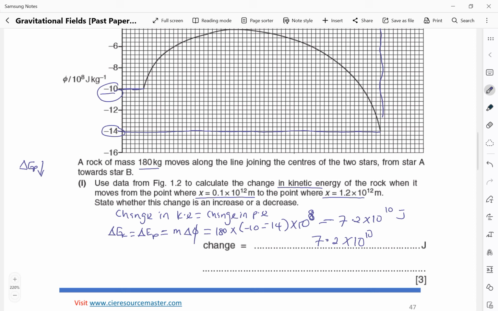That is the minus here. The negative would indicate a decrease, but I don't need to add it here. But overall, the initial potential is higher than the final potential, which means the change in gravitational potential energy is a decrease. And by conservation of energy, if potential energy decreases, kinetic energy should increase. Therefore, the change in kinetic energy is an increase.